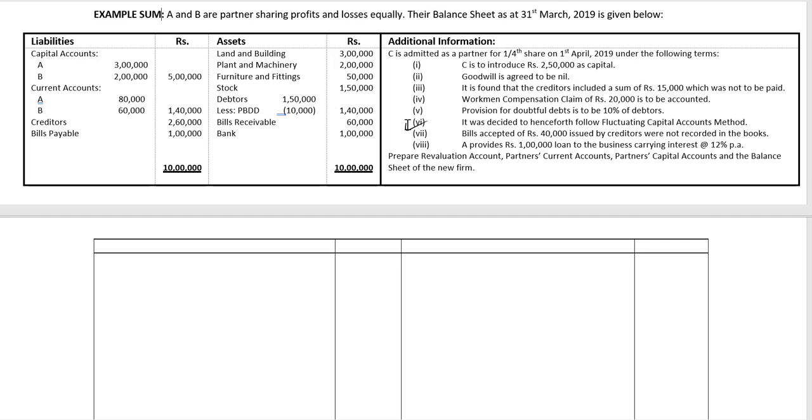As far as goodwill treatment is concerned, the second point says goodwill is agreed to be nil. So we do not have any goodwill treatment. The firm doesn't enjoy any goodwill. So there will not be any goodwill treatment. So let's begin with the solution. We will prepare the revaluation account first, then the partners' current accounts, then transfer the balance of the current accounts to the capital accounts, complete the partners' capital accounts and then go on to the balance sheet.